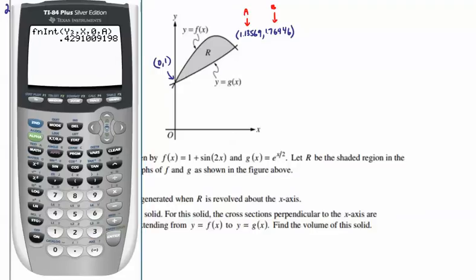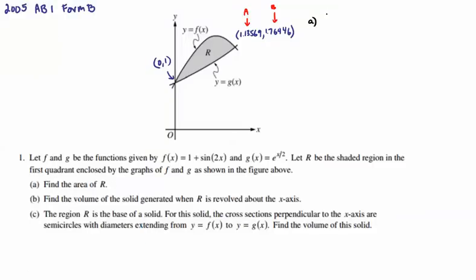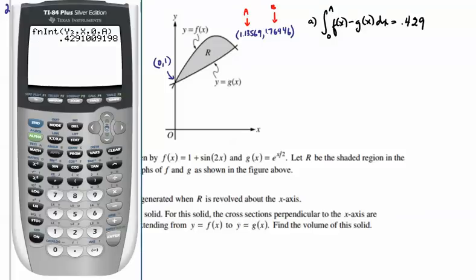As yet I haven't set up the integral for part A, and I'll do that right now. All we need to do is set up our integral from 0 to A, and in this case I don't have to even write out 1 plus sine 2x, because that is clearly defined as f of x minus g of x dx. At this point I simply need to give the answer that we found on the graphing calculator, rounded to 3 decimal places, which is the answer to part A.